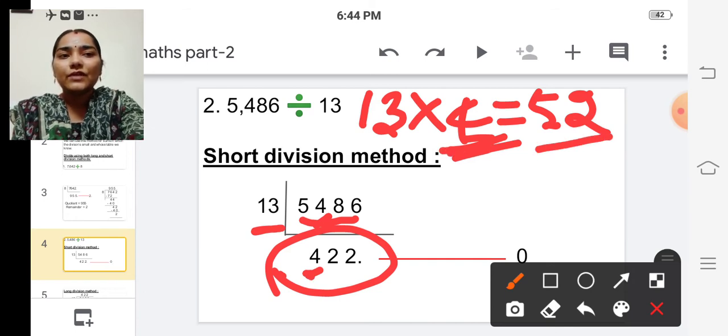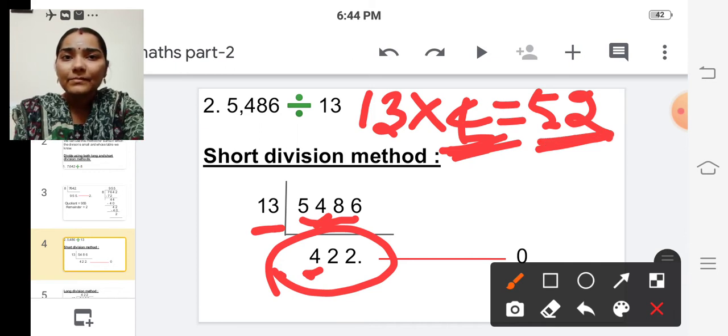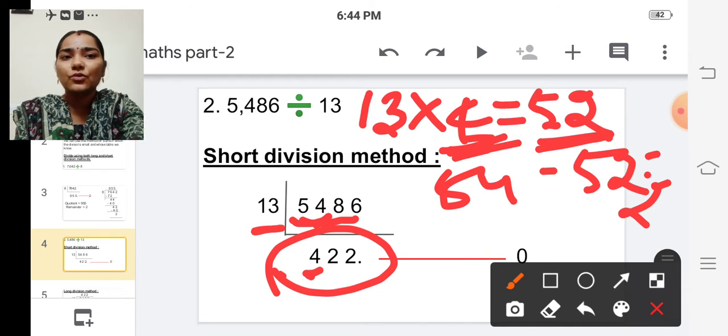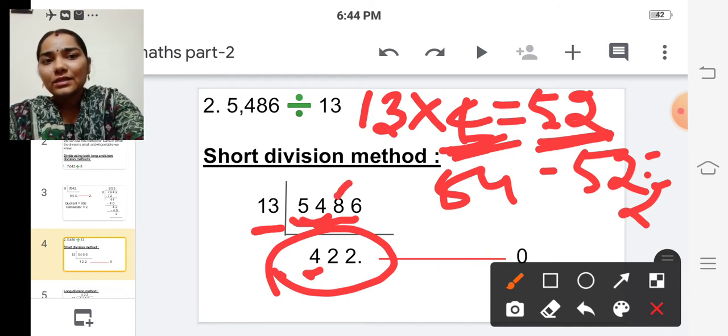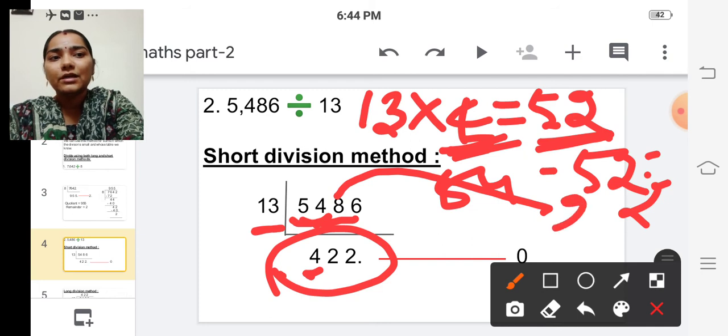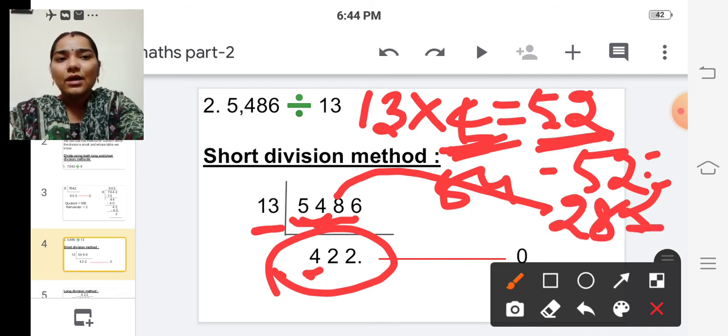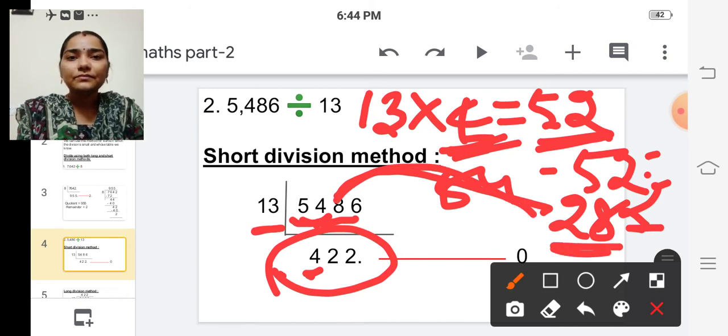And we have got 52. So we have to subtract this 52 from 54. It means 54 minus 52. The answer will be 2, isn't it? So bring this 8 here. So the number becomes 28.